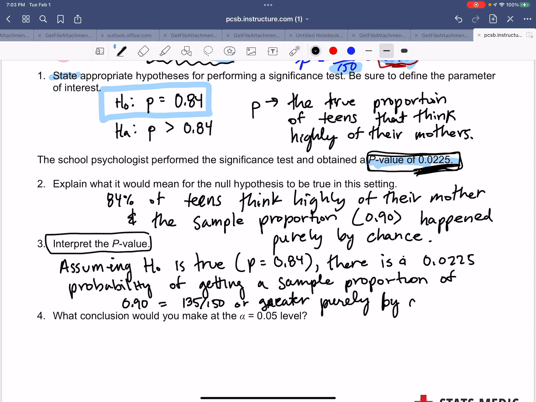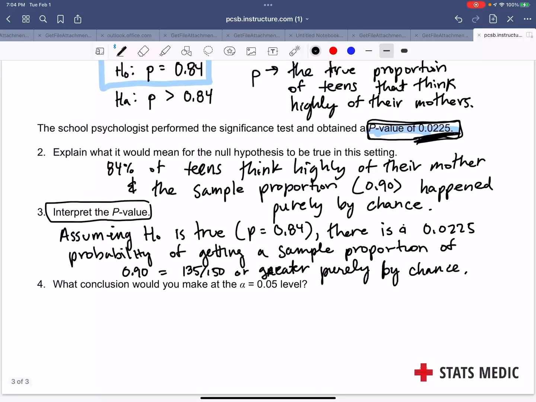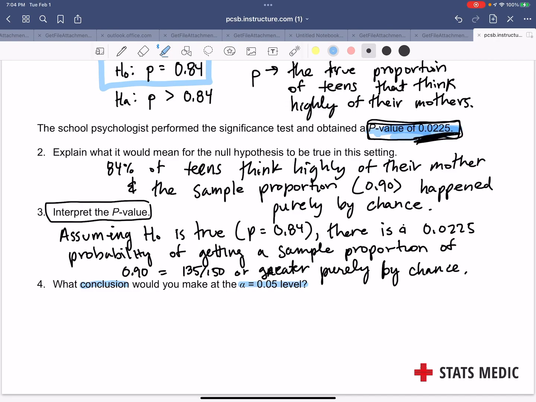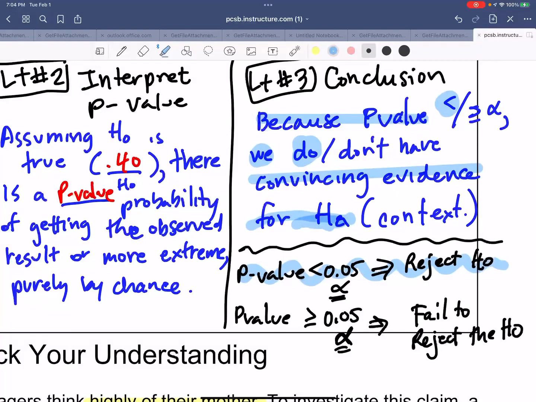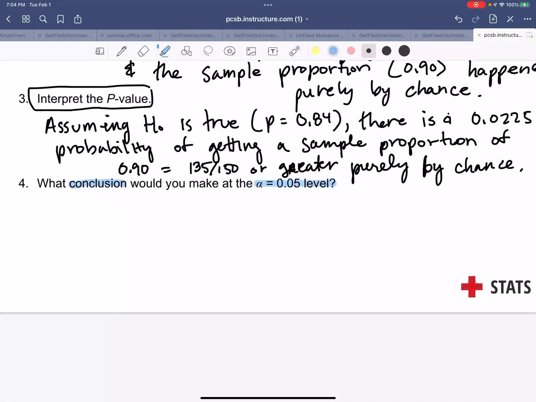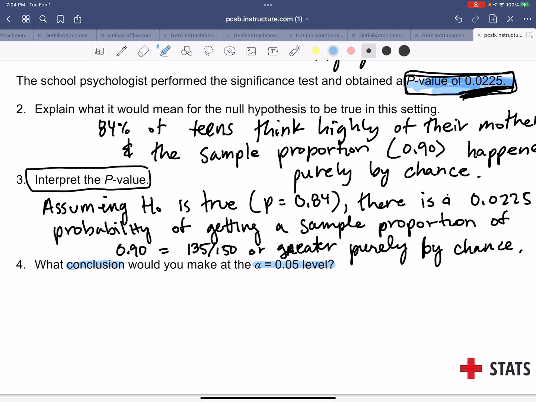So I'm learning a new script. We'll continue to practice the script. Today is the first day we're doing the script. We don't have to do the script tomorrow. We'll keep practicing. But what conclusion will we make? Okay, so we're doing a significance test. The conclusion we can make at this level is that this number is less than that. So I know from my script, because we have a p-value of less, then we do have convincing evidence for H sub A. What is H sub A? That the true proportion of teens is something greater than 0.84, because we have evidence of that, and that evidence is a very rare outcome.